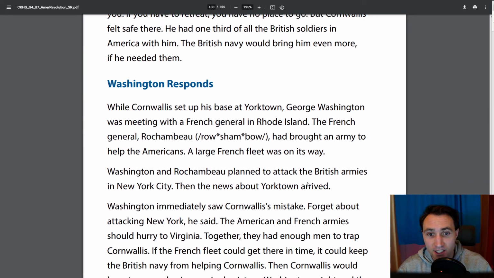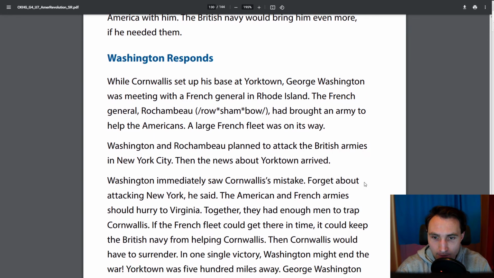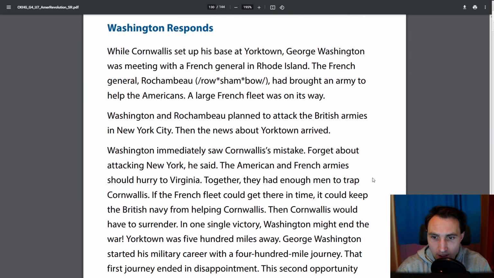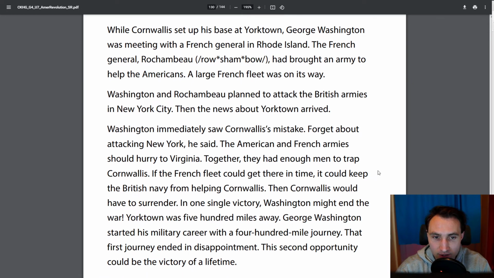So now Washington is going to respond, and what is going to happen? While Cornwallis set up his base at Yorktown, George Washington was meeting with the French general in Rhode Island. The French general Rochambeau had brought an army to help the Americans. A large French fleet was on its way. Washington and Rochambeau planned to attack the British armies in New York City. Then the news about Yorktown arrived. Washington immediately saw Cornwallis's mistake.